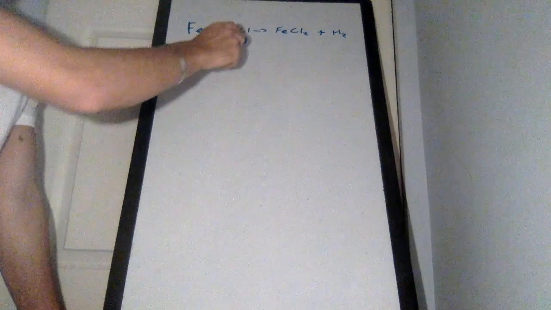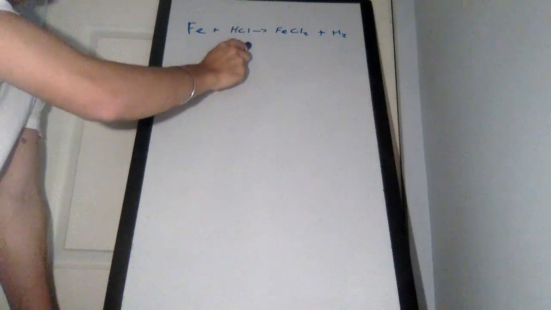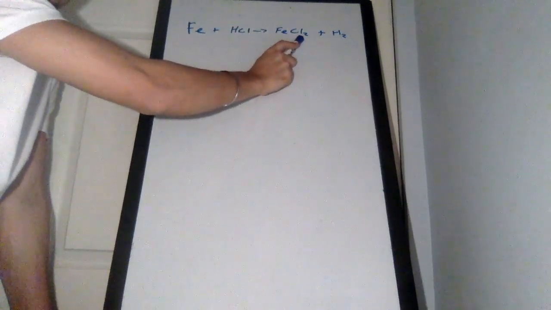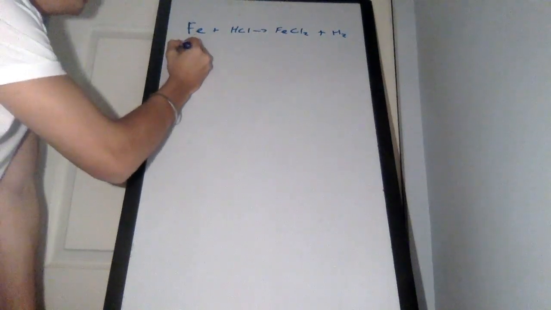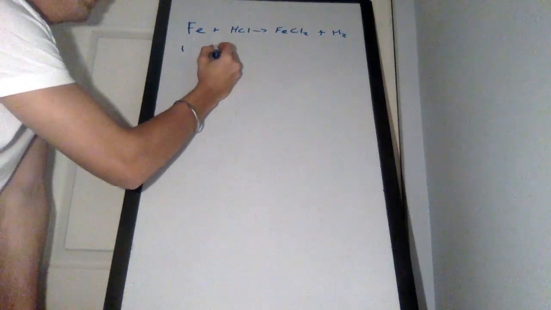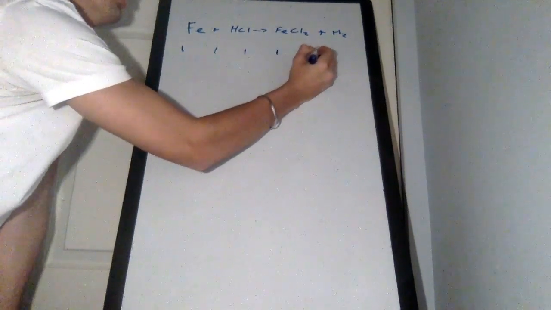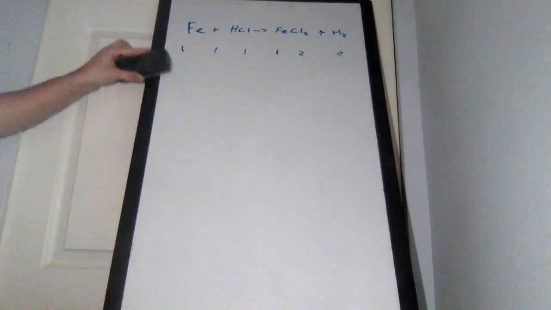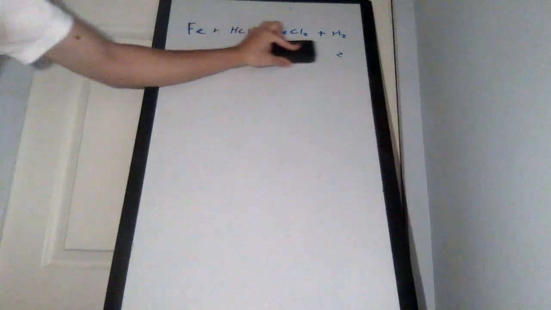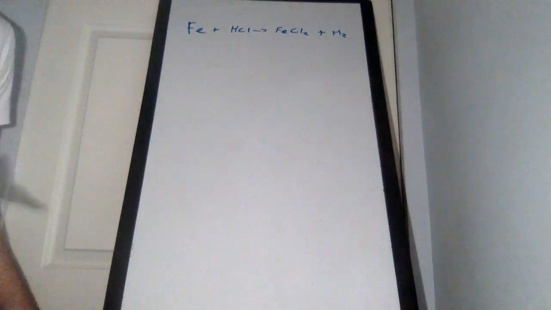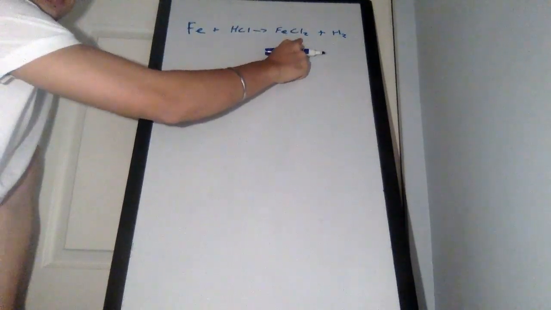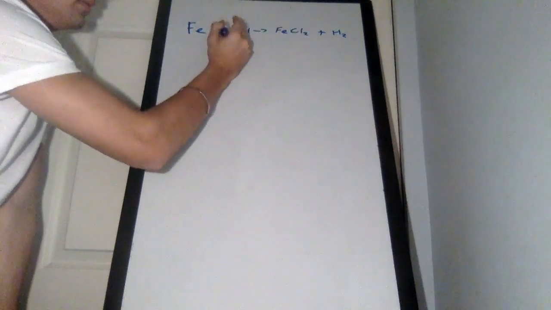Now looking at this side, the Cl. One Cl here, and two Cl on this side. So now that we've determined that there is one Fe here, one H here, one Cl here, one Fe here, two Cl here, and two H here. So now we'll want to balance all of these chemicals. So first we'll do the Cl. So there's two Cl here, one Cl here.